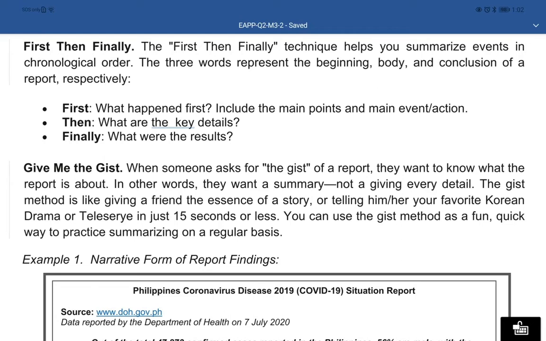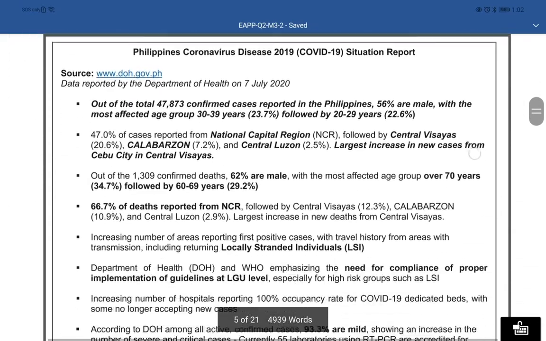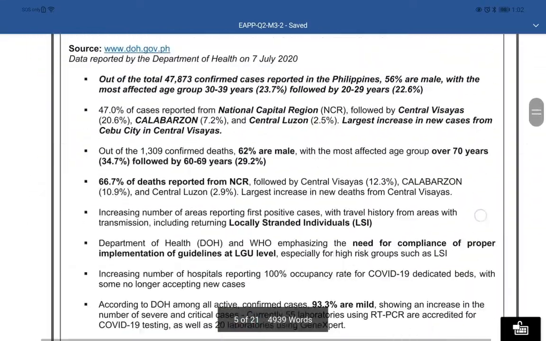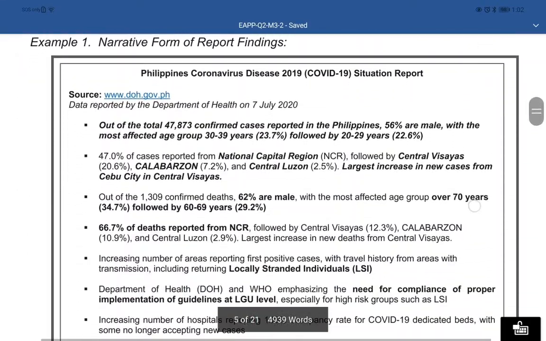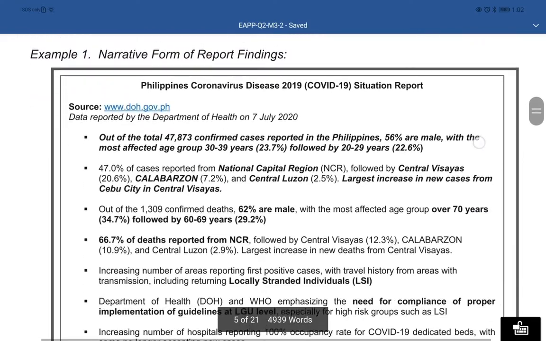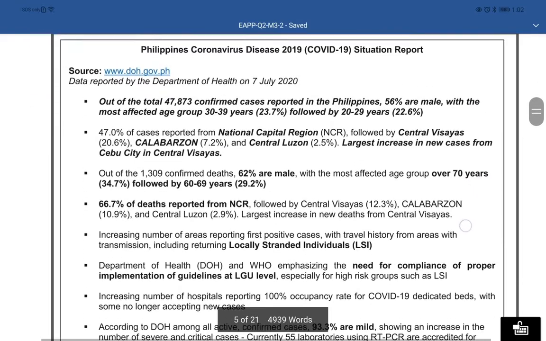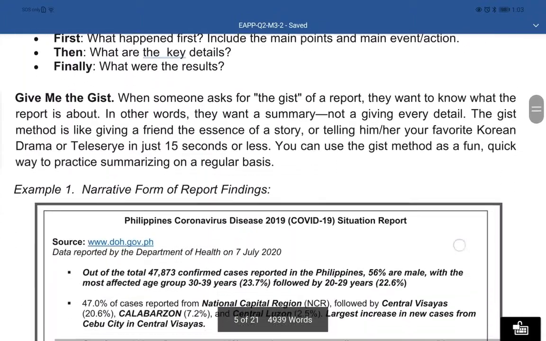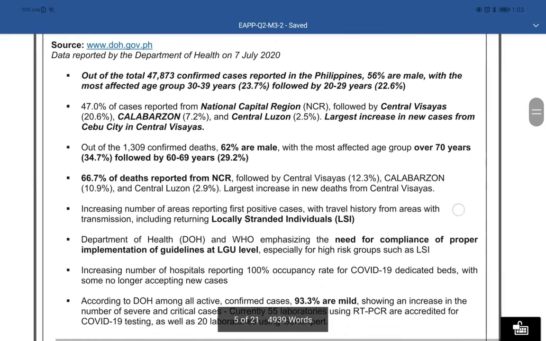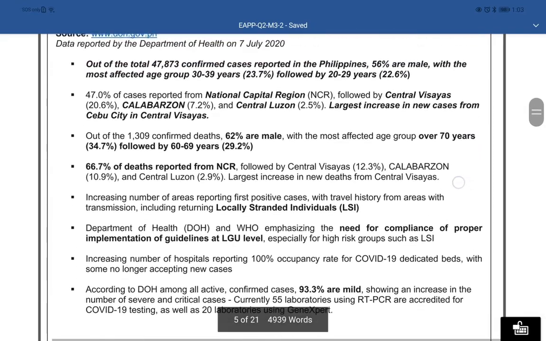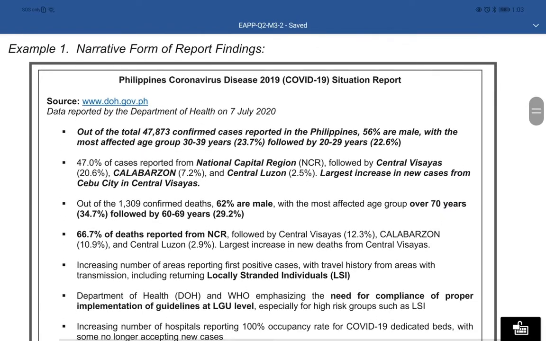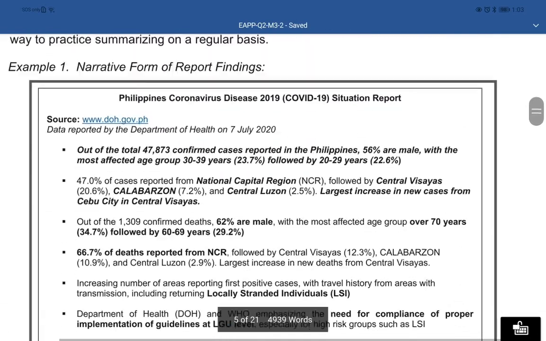So simply put, when you're making a summary of report findings in narrative form using this strategy, give me the gist, you just state the results as is. Yun lang. As in, wala na. Sabihin mo lang kung ano yung kinalabasan. Okay? Pinakamaikli sa lahat. Okay? We have here 3 examples of summary of report findings in narrative form. This one, example 1, this one is an example of the 5 W's 1H. Yan.